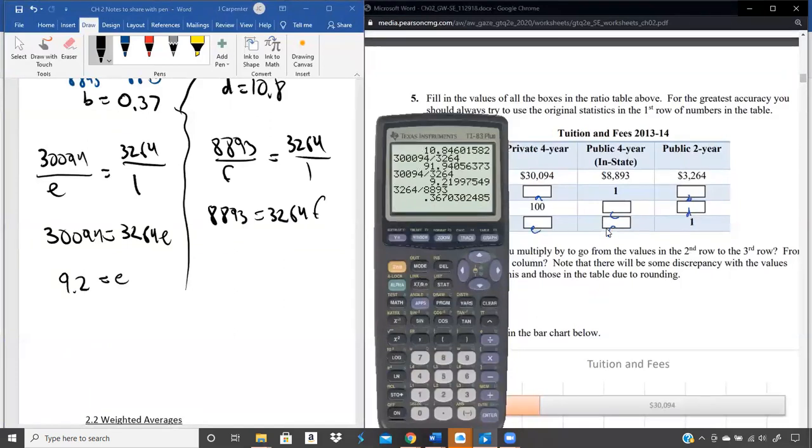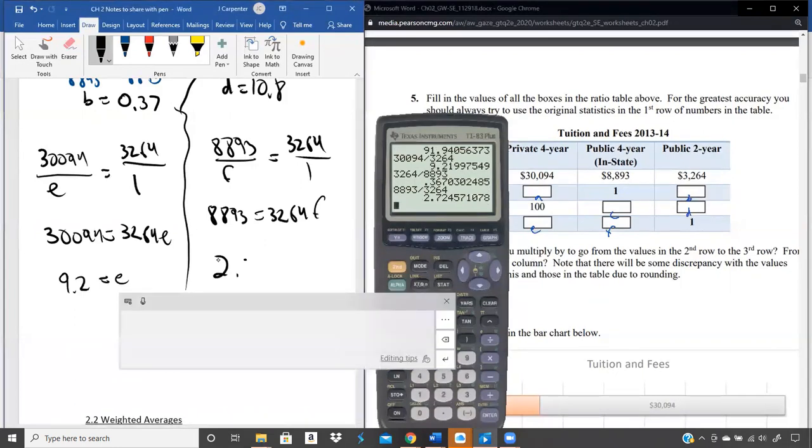That doesn't make sense because ODU is more costly. Oh, I goofed my algebra. Instead of dividing by the 3264, I divided by the 8893. So let's fix that. We asked ourselves if it made sense. We checked our work. We didn't just trust a calculator blindly like so many people of the world, trusting data blindly, trusting computers blindly. 2.72, or 2.7 since it has a whole number in it.